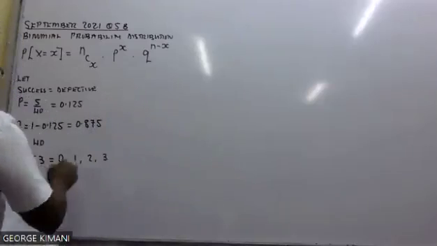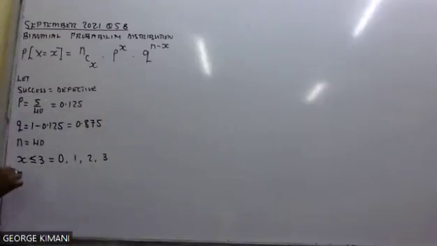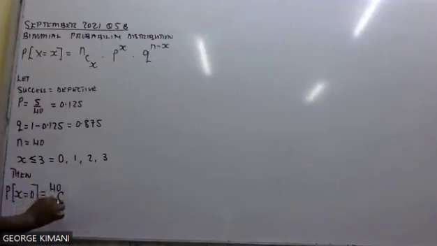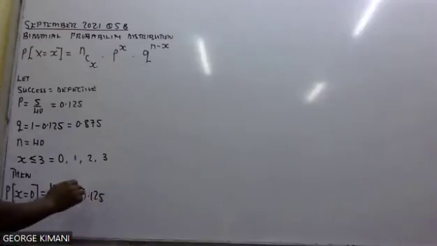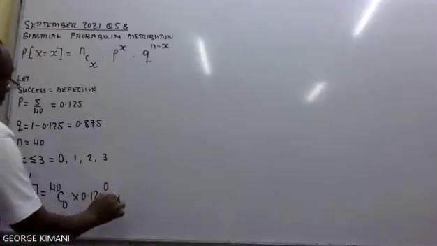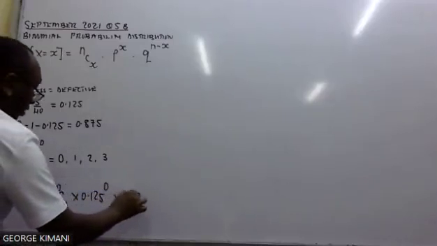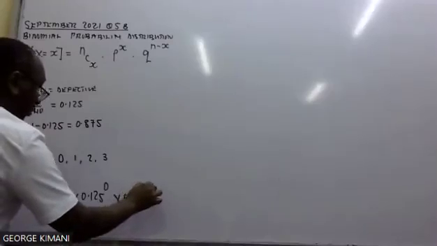So you can tell us then the probability that X is equal to 0. It will be 40 combined 0 multiplied by 0.125 raised to power 0 multiplied by 0.875 raised to power 40.